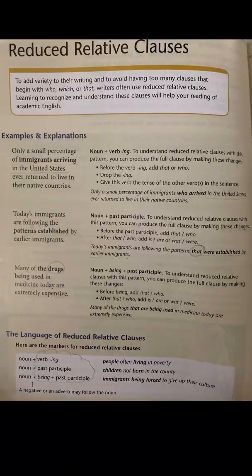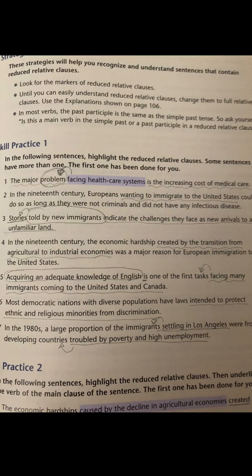Okay, and then this is really nice. I like these exercises where they take sentences from the actual articles that the students read and ask them to highlight the reduced relative clauses. Okay, and then I had them point to what is the noun that they're describing, right? The major problem facing healthcare systems. So the adjective clause is facing healthcare systems, and it's describing the problems.